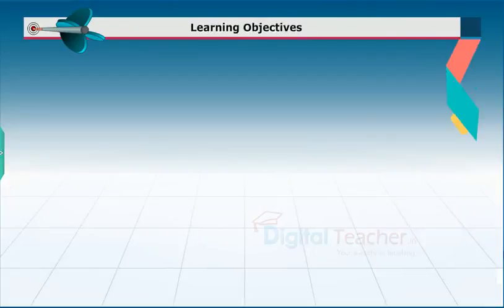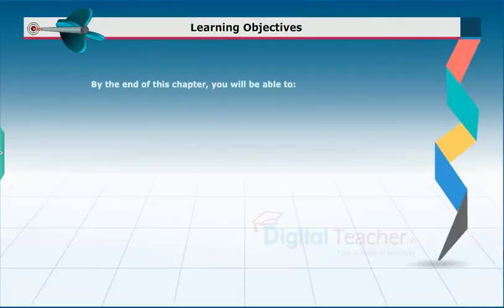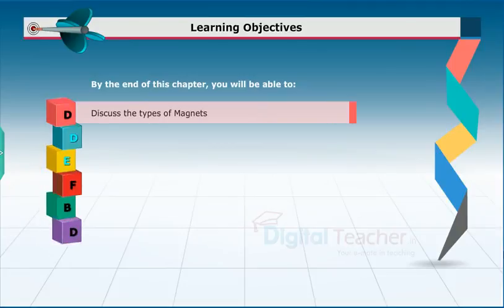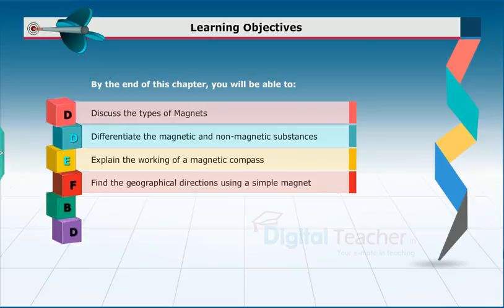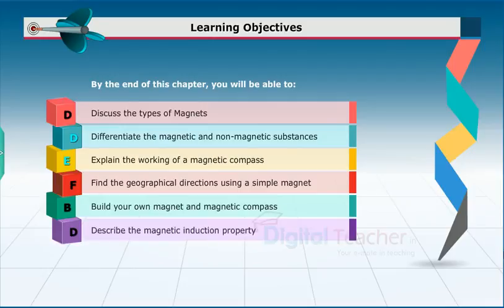Learning objectives. By the end of this chapter, you will be able to discuss the types of magnets, differentiate the magnetic and non-magnetic substances, explain the working of a magnetic compass, find the geographical directions using a simple magnet, build your own magnet and magnetic compass, describe the magnetic induction property.